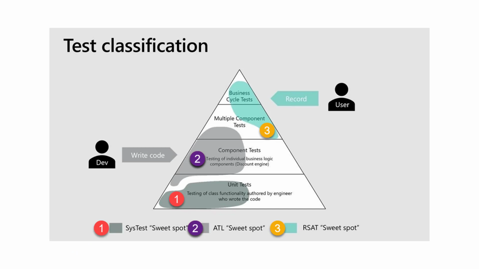When we start talking about tests, this is a slide from Microsoft. I couldn't tell the difference between the two of the colors there, so I added some numbers. When we look at the number 1, those are our SysTests, and they have a quote-unquote sweet spot. But really, a SysTest is a unit test. When you start getting into more complex testing, like ATL, that is a component test.